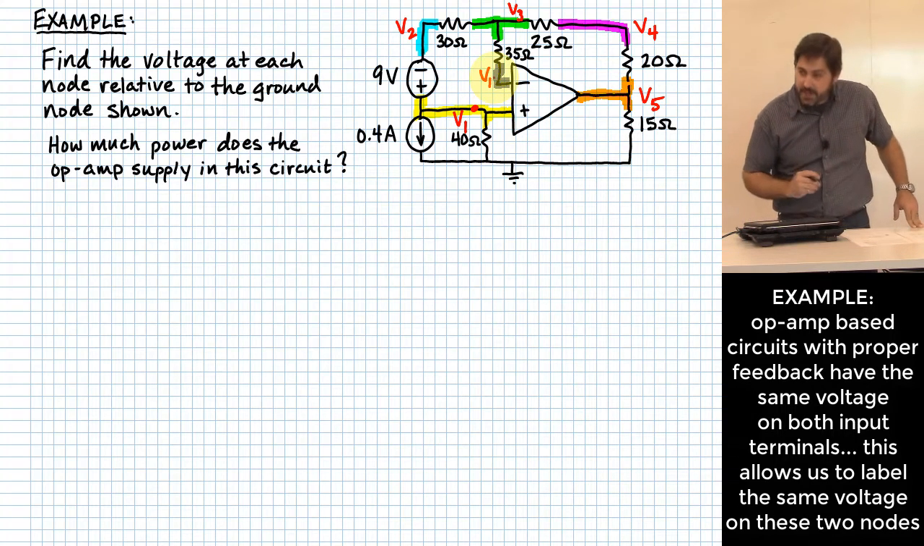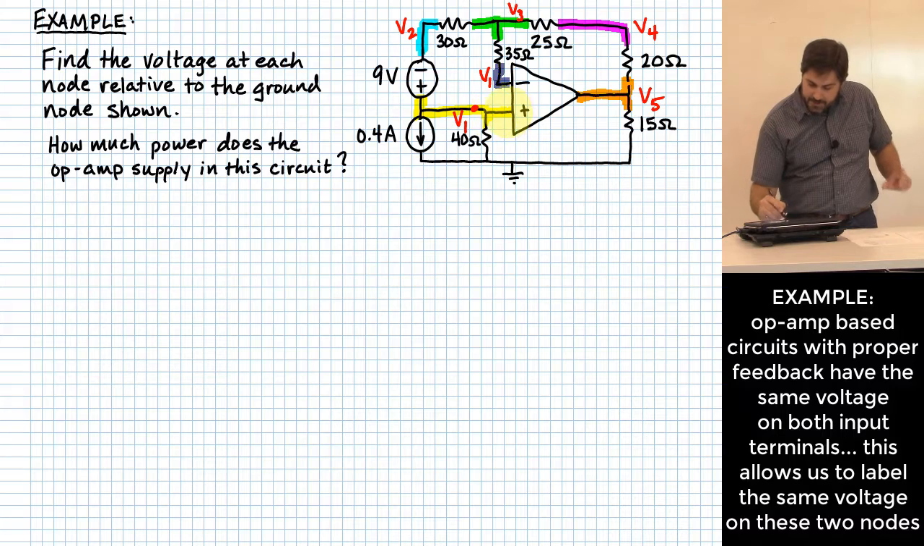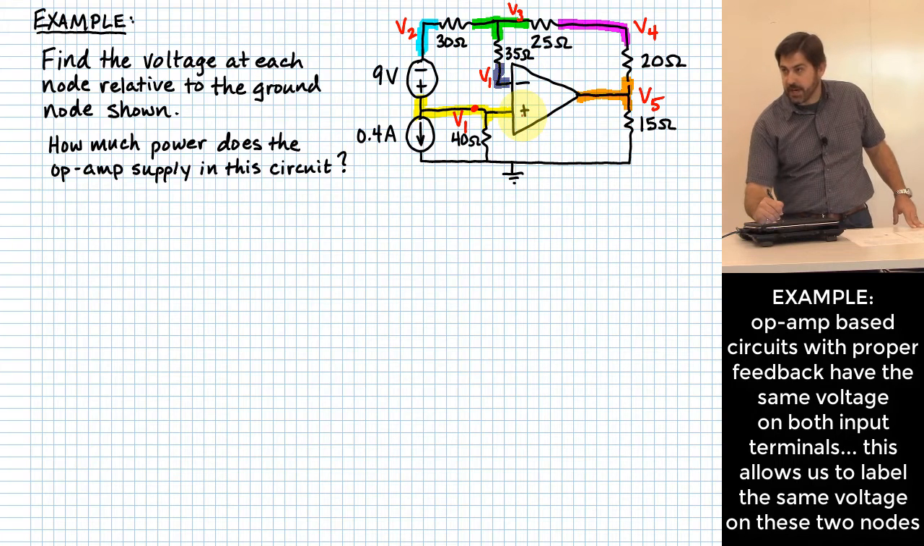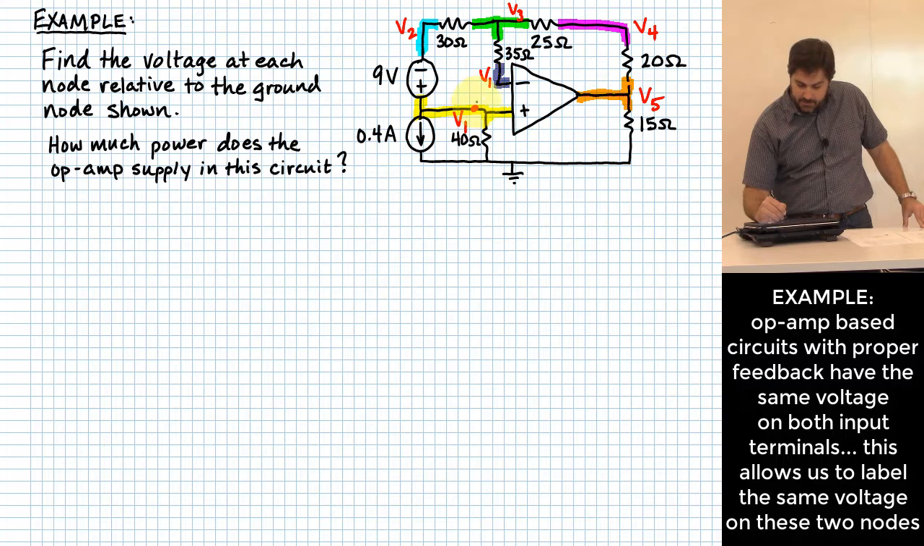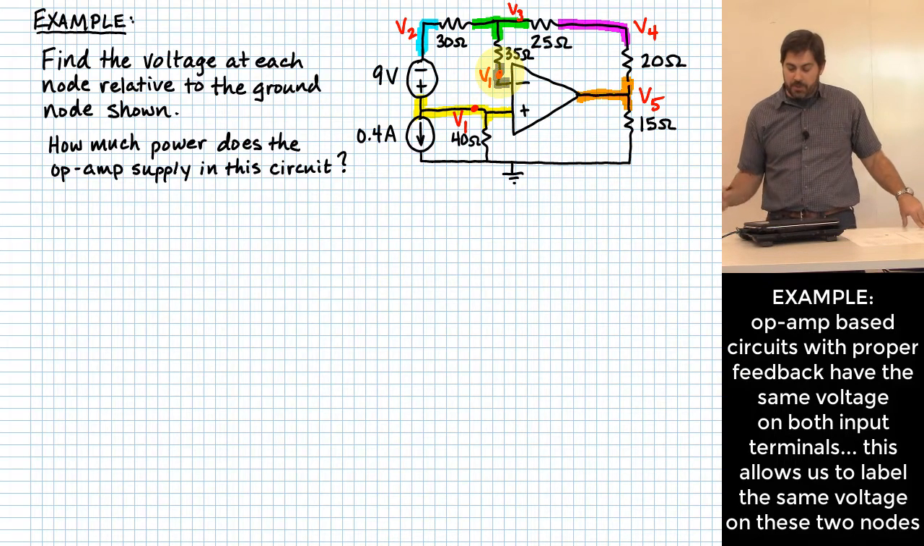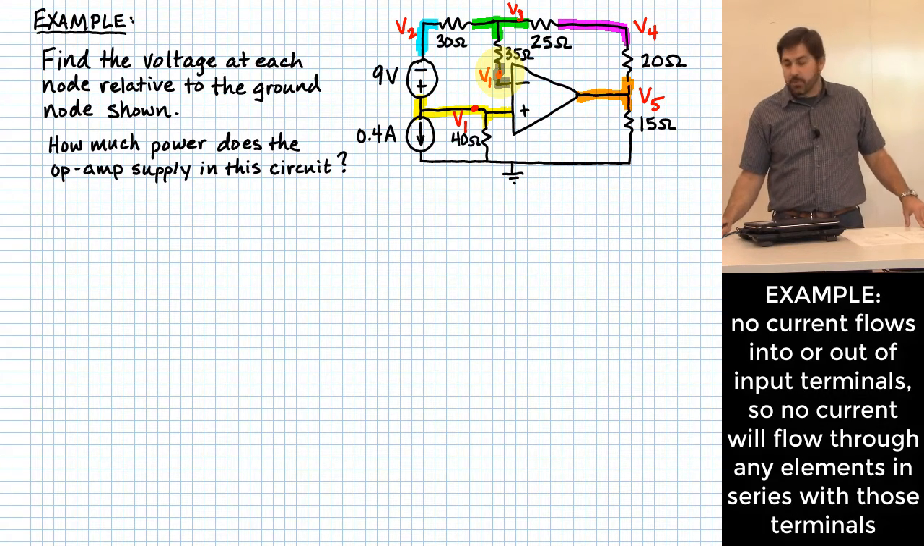That's exactly right. V1 that I have down here is feeding into this input terminal of the op amp, and our rules say that as long as we've got a good feedback circuit hooked up to the op amp, we're going to have the same voltage on the two input terminals. And so I can label a node voltage right there at V1. That's a good comment to make. What other op amp rules might we be able to bring to bear on this problem?